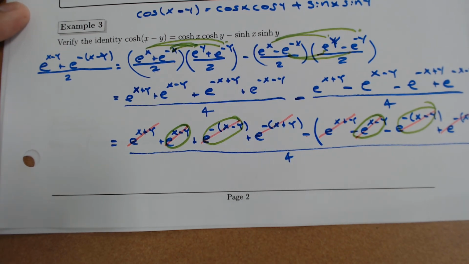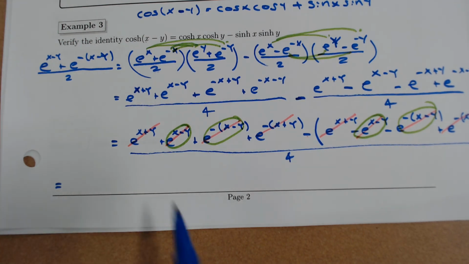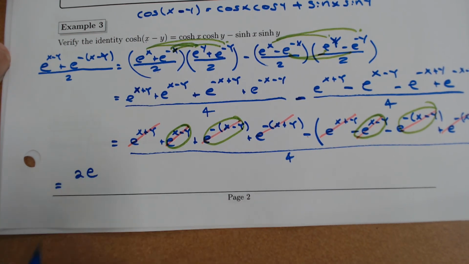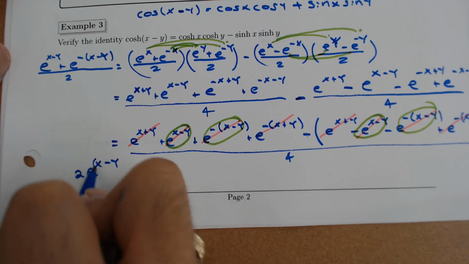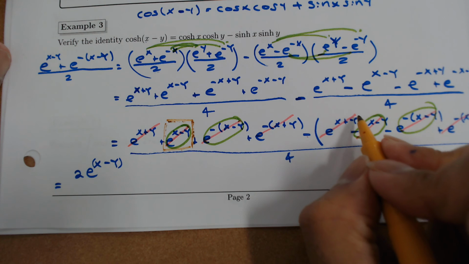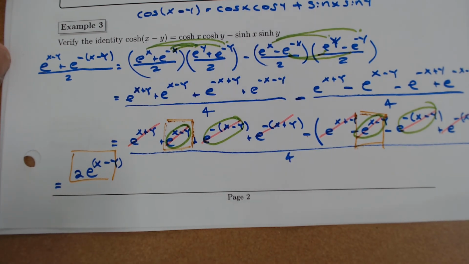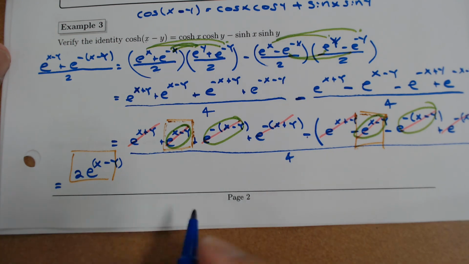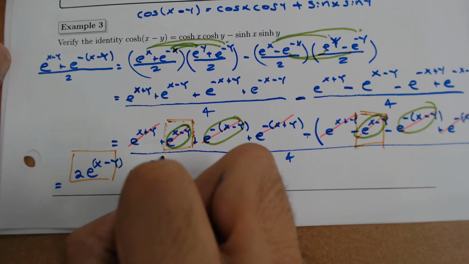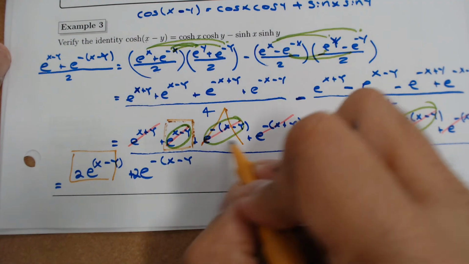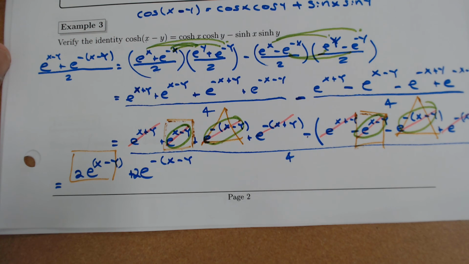And what are we going to get here? On the one hand, e to the x minus y minus negative, so that becomes a plus, that becomes a 2 e to the x minus y. Let me put a box. And next, e minus negative e, that's a plus e to the negative x minus y, actually two of them. And let me use a triangle here to make it a big difference instead. And the whole thing divided by 4.